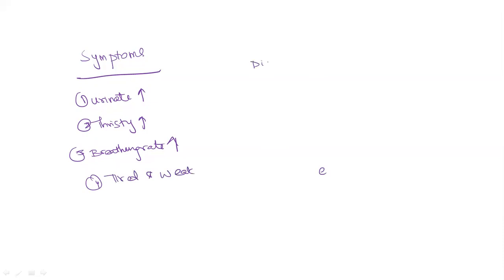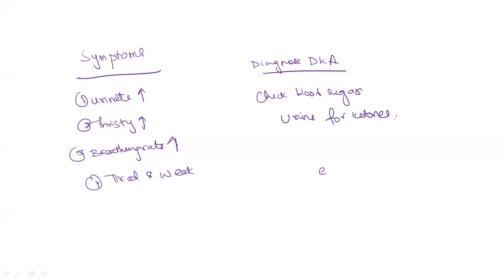So how do you diagnose DKA? By checking blood sugars regularly and also asking, you should tell your doctor very clearly that you're having all these symptoms and therefore you might want to look for ketones in the urine. So these are the ways.